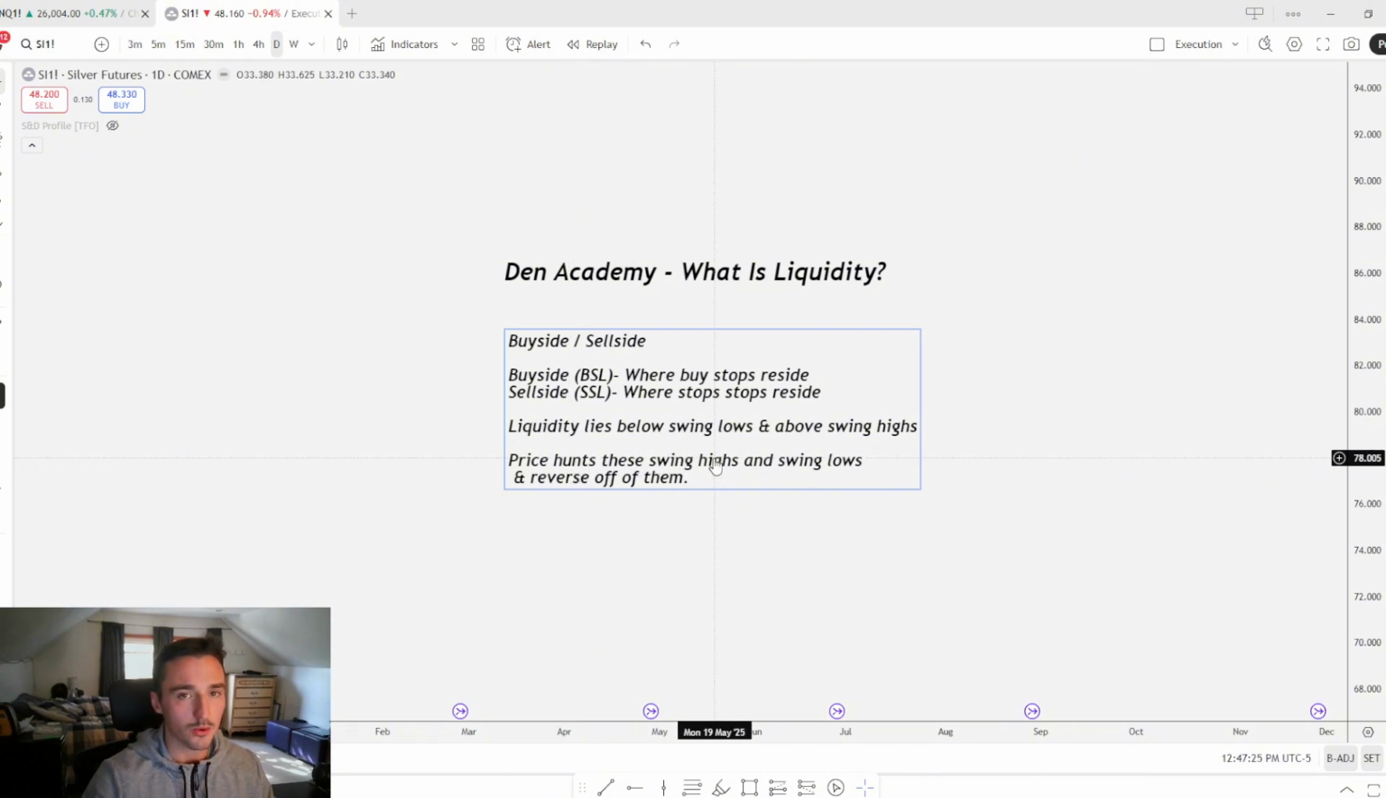But continuing through them is going to be further down the line. In this case, we are just going to say price hunts these swing highs and swing lows and reverses off of them, okay? The second option is going to be described further down in later videos. But this is all liquidity is. It's just buy side and sell side liquidity, and these are the abbreviations. So buy side is where buy stops are, and sell side is where sell stops are.